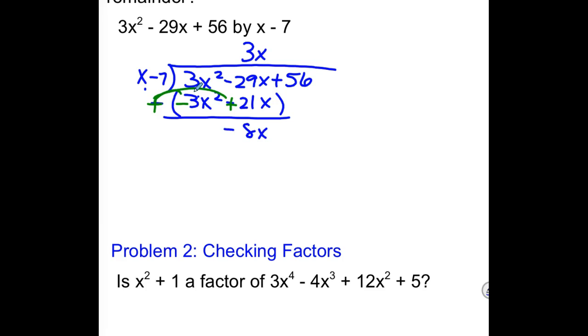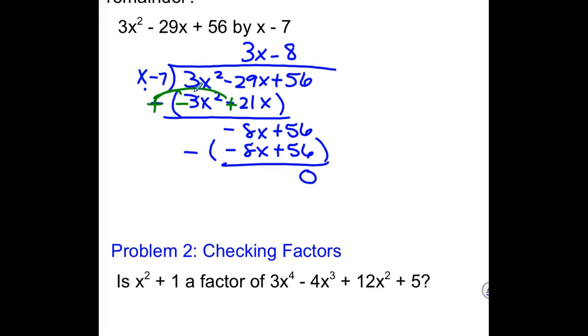Okay. Bring down the 56 and repeat the process. So negative 8x divided by an x is negative 8. Multiplying, we get negative 8x plus 56. When we subtract all of that, what happens? Okay, so we had a remainder of 0.